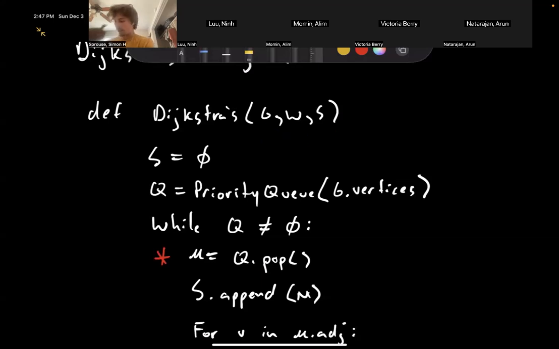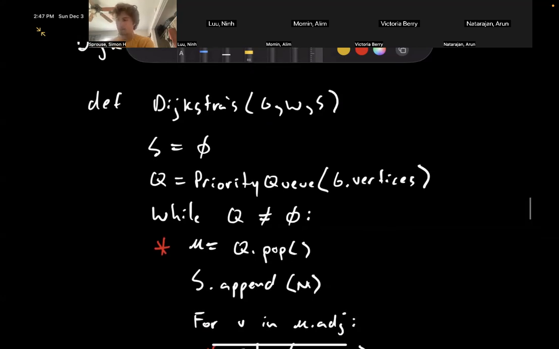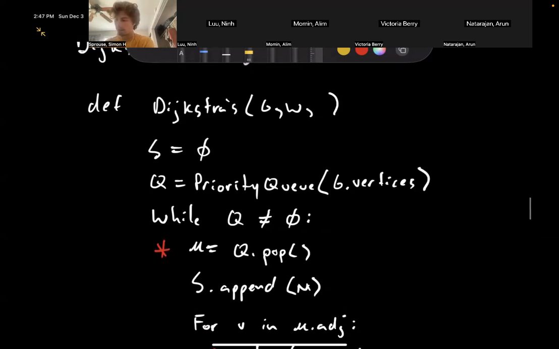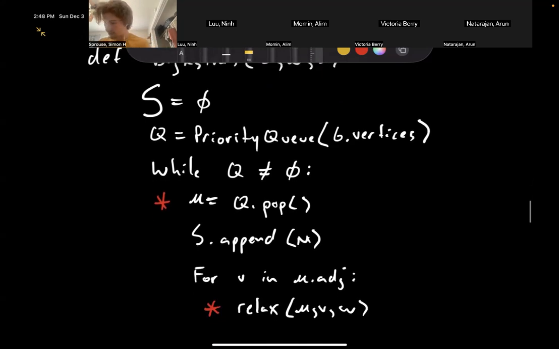Actually, it's confusing that I did two S's. This should be a lowercase s right here, and then this one right here is a big beefy uppercase S. And that'll be down here also.